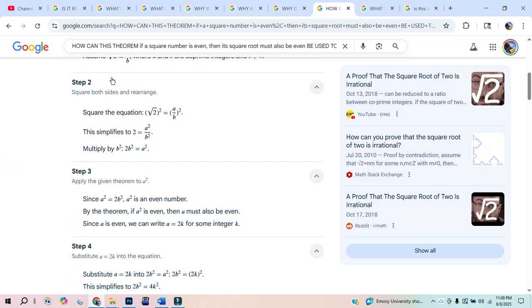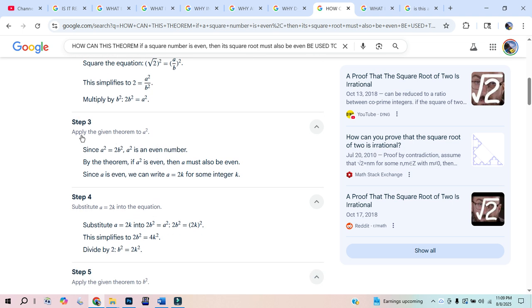Cool, so step 2 says square both sides. So now we're going to square this. I'm going to get 2 and then a squared and b squared. And then you're going to get b squared up there. So we got 2b squared is equal to a squared. And now we're going to apply the given theorem to a squared. It says since a squared is equal to 2b squared, a squared is an even number.